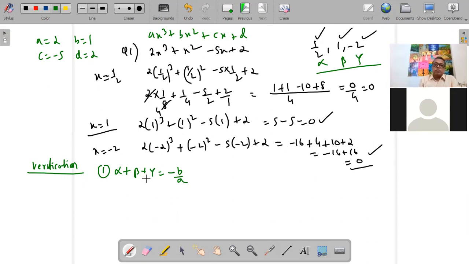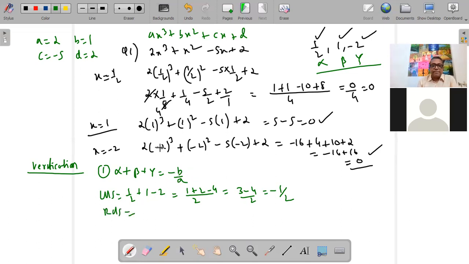Same way, alpha plus beta plus gamma is also minus B by A. I'm going to solve the LHS. What is my alpha, beta, gamma? That's already given here. Half plus 1 minus 2. Take the LCM 2. So 1 plus 2 minus 4. This is going to be 3 minus 4 by 2. So answer is going to be minus 1 by 2. And if my answer is correct, then my RHS should also be minus 1 by 2.